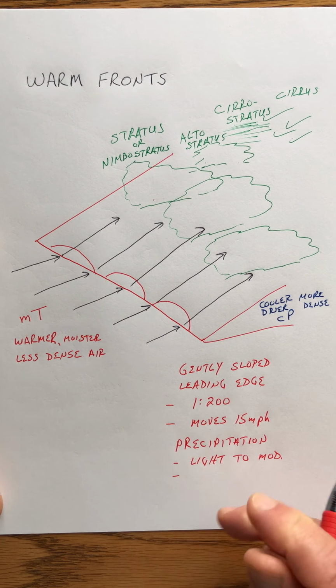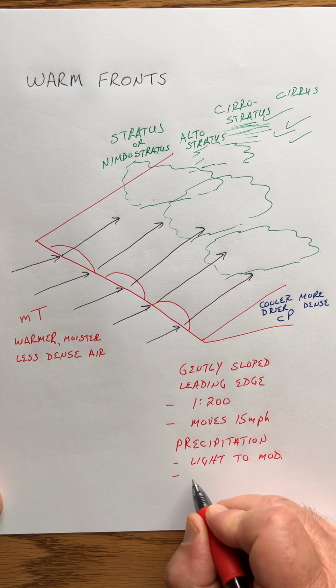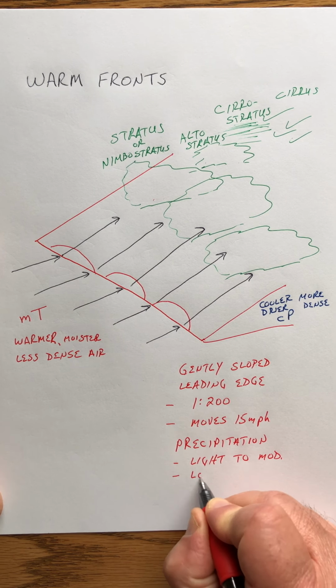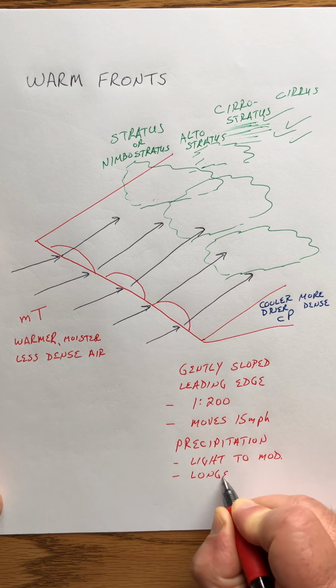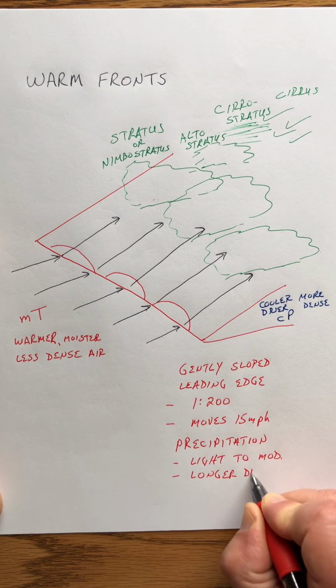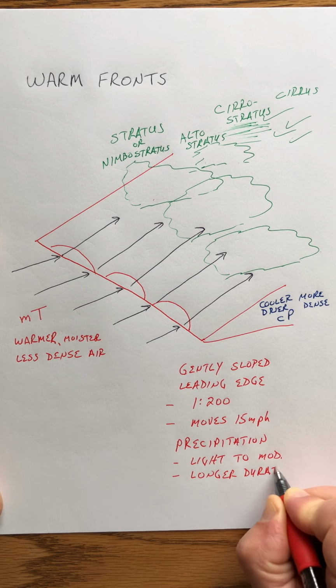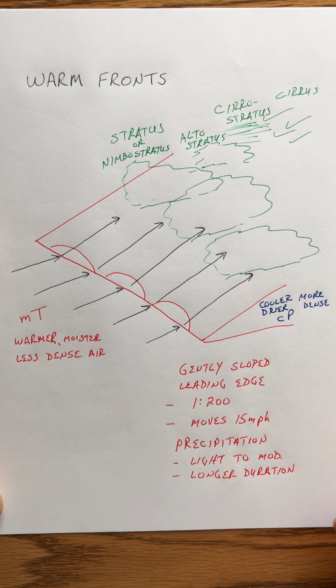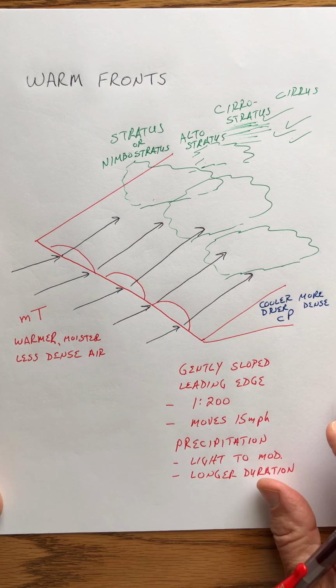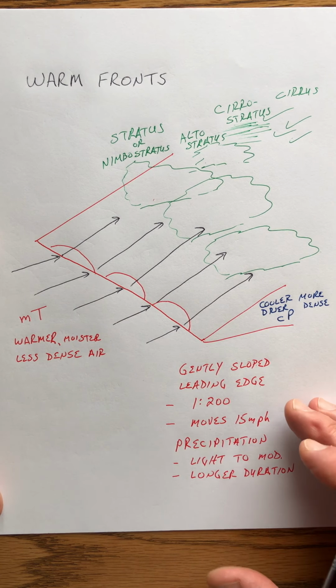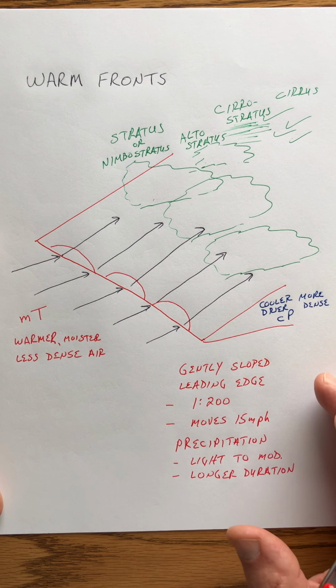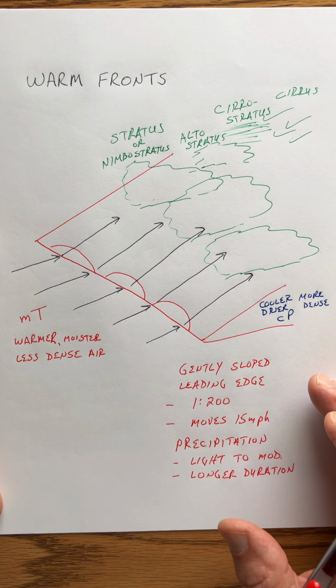Okay, and because it's moving at a slower rate, this will probably be precipitation of longer duration because of that slower movement. Okay, now I don't want to kid you or lie to you. You can get severe weather out of warm fronts. It does happen all the time, but if you compare it to a cold front, it's just not as likely to have severe weather associated with a warm front, but it does happen.